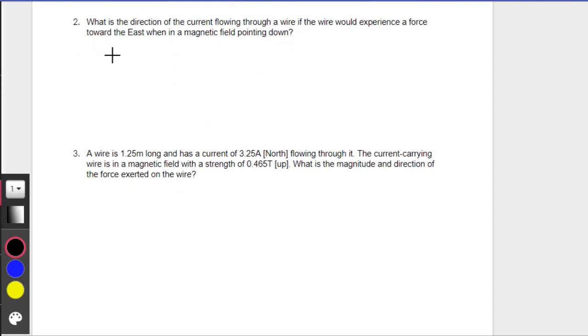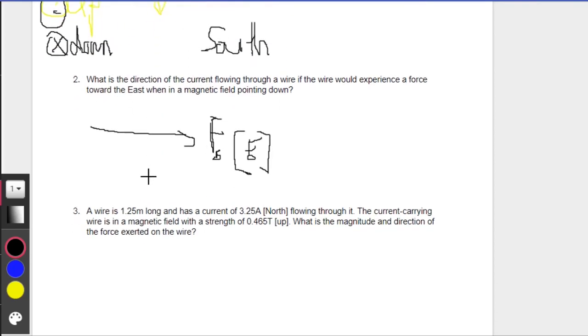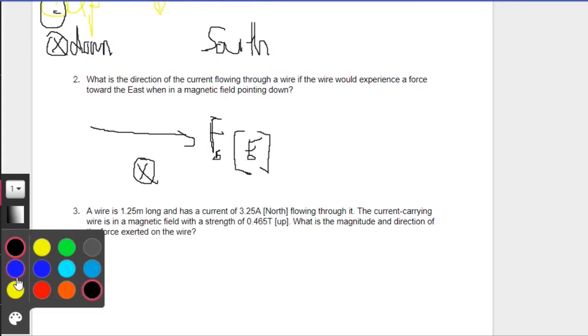Number 2, what is the direction of the current flowing through a wire if the wire would experience a force towards the east? So this time we have a force towards the east, when in a magnetic field pointing down. And so before we represented down like this, so here is our magnetic field.